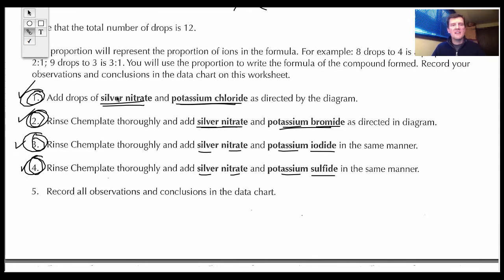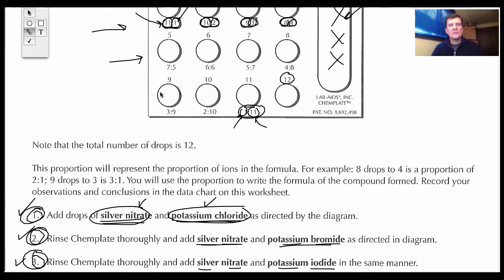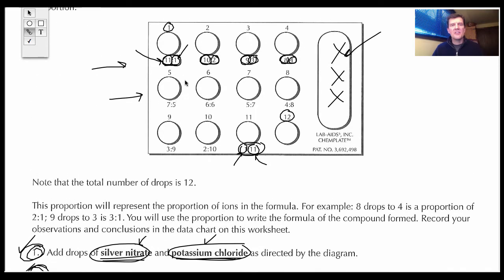If you are assigned silver nitrate and potassium chloride, then you are going to find the 2 small bottles that have each of those chemicals in them. They're small little dropper bottles. Find those, and in your chem plate, you're going to combine them in these ratios. So in well number 1, you're going to drop in 11 drops of silver nitrate and just 1 drop of potassium chloride. Okay? And then we'll see what happens.